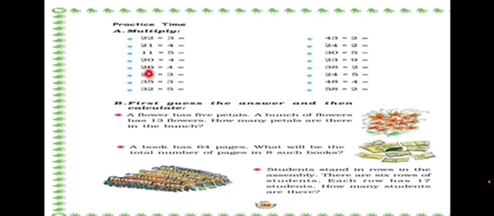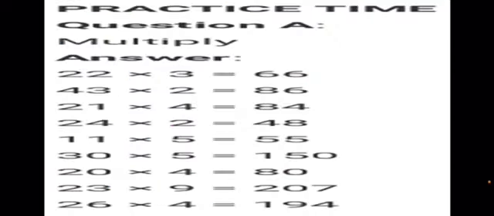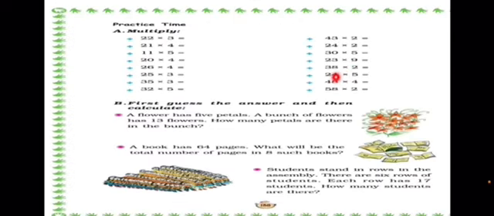26 multiplied by 4, again over here 20 plus 6. So 20 multiplied by 4 is 80 and 6 4s are 24. So 80 plus 24 is 104.